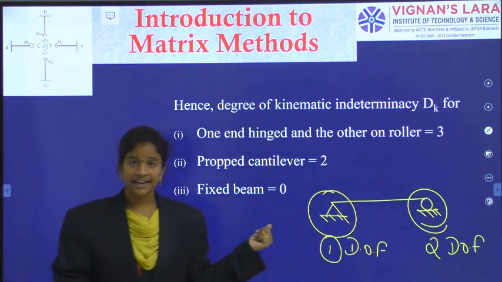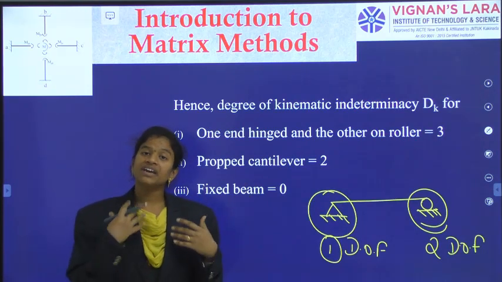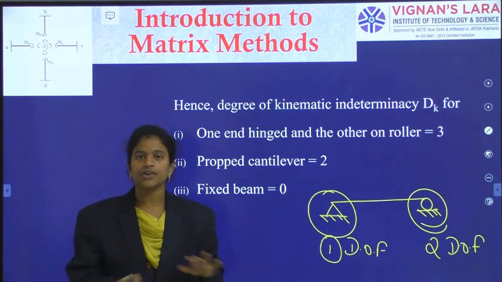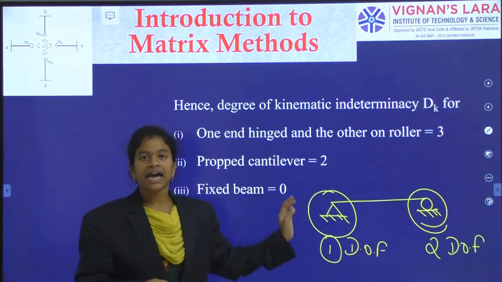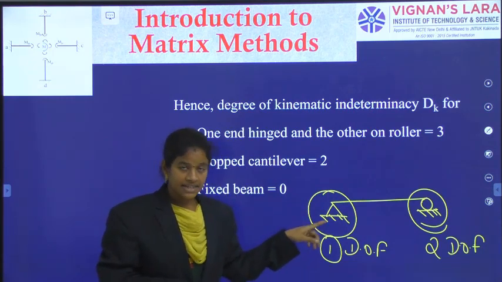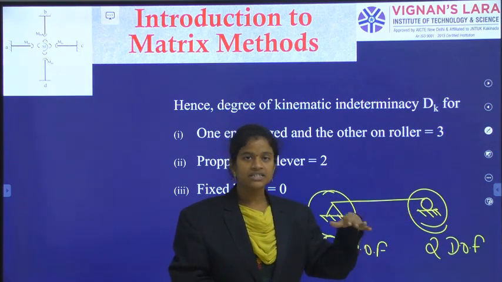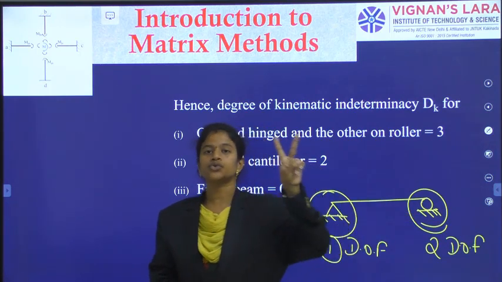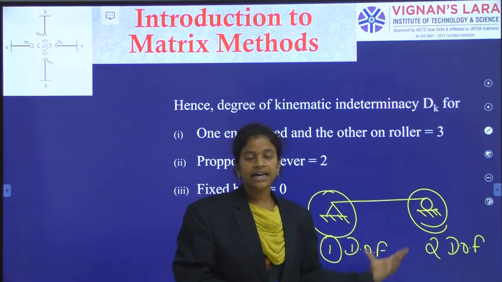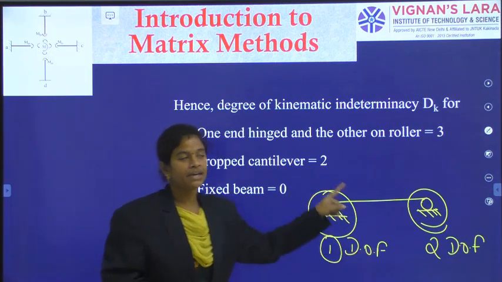Because at the hinged end, 2 unknown reactions are there, vertical and horizontal. But how many ways can it give displacement? It can give rotation. It is not resisting the rotation. As it is showing the displacement, I need one equation for calculating that. Similarly, the roller is giving rotation and also horizontal displacement. So for calculating those 2 unknown displacements, I need 2 more equations. So the kinematic indeterminacy is 3, or the degree of freedom for the whole beam is 3.